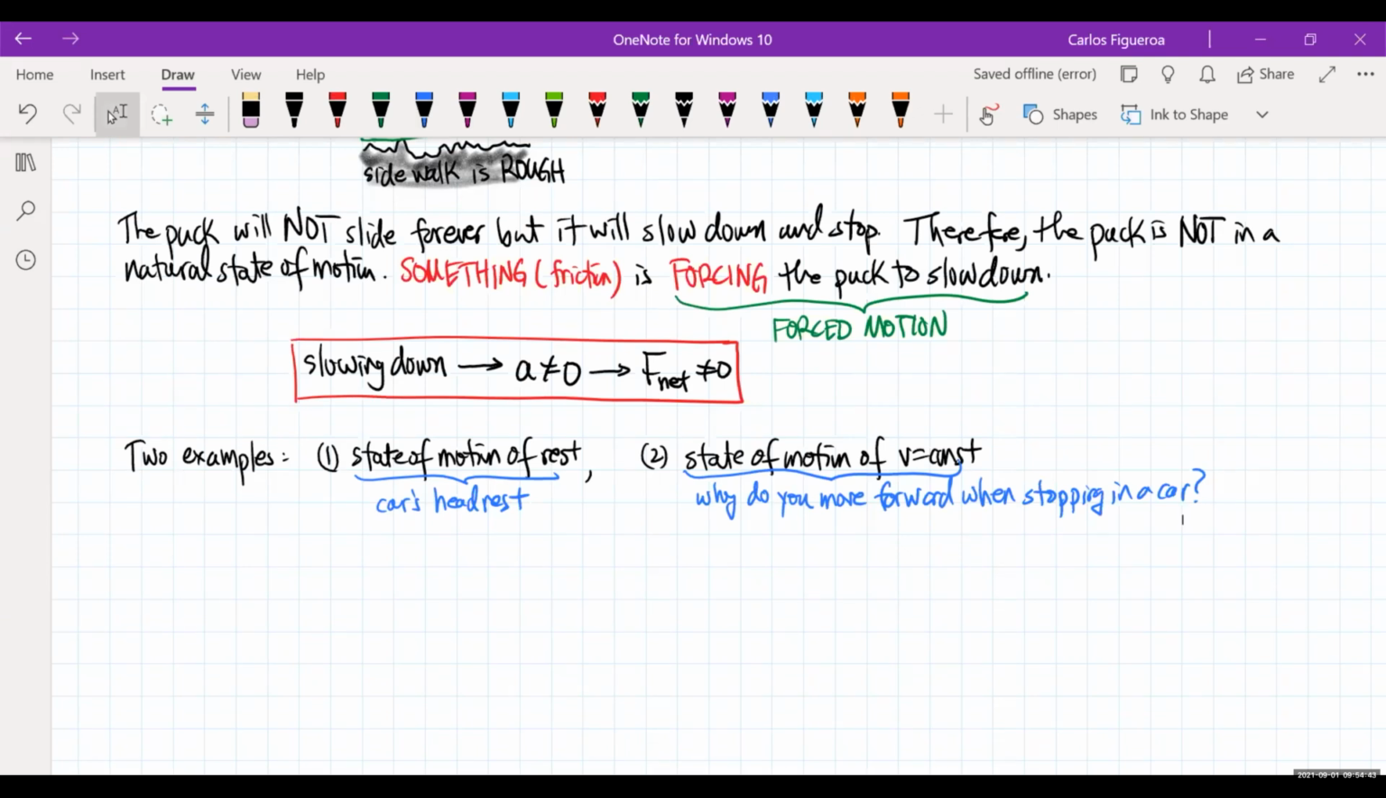Again, note that we are not talking about mass in any shape or form. So I'm really talking to the people who have taken physics in the past and have been told that Newton's first law is about mass. It is not about mass. It is about the natural states of motion. What does it mean to be at rest? What does it mean to be moving at constant velocity?